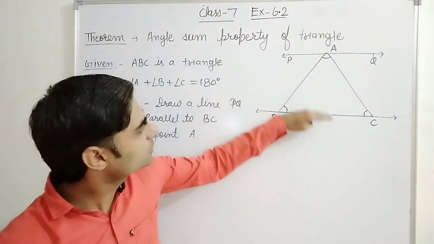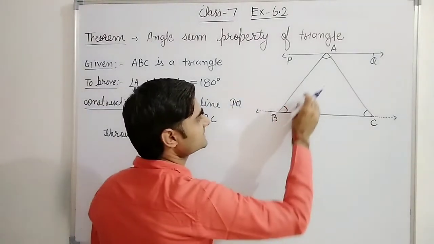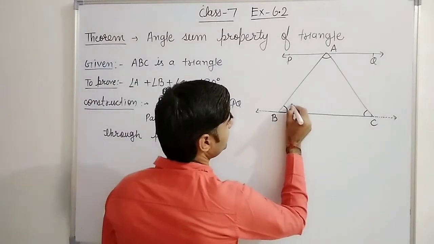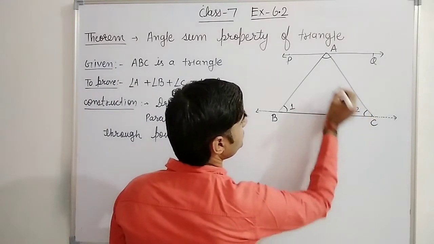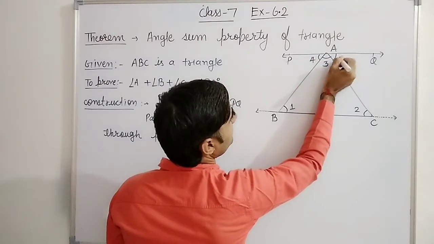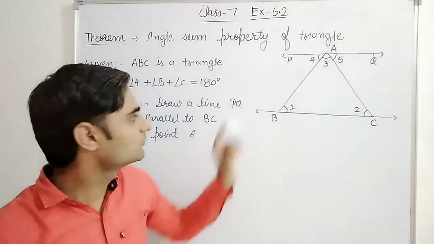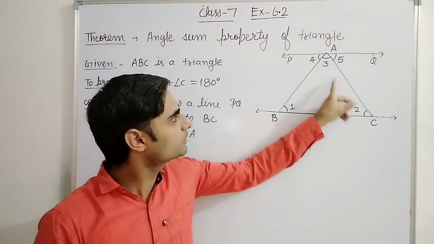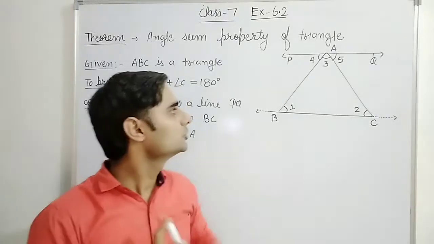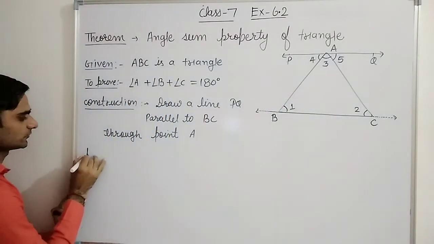Now see here, PQ is parallel to BC. Okay, so for easiness I am just writing some names of angles here. I am writing angle 1, angle 2, angle 3, this is angle 4, and the one more angle we have formed here, this is angle number 5. Right? We want to prove that 1 plus 2 plus 3 is equal to 180 degrees. Okay, we want to prove the sum of interior angles. Now see what to do here.